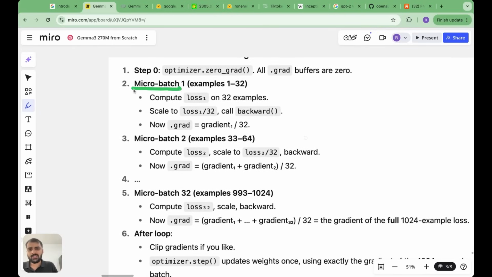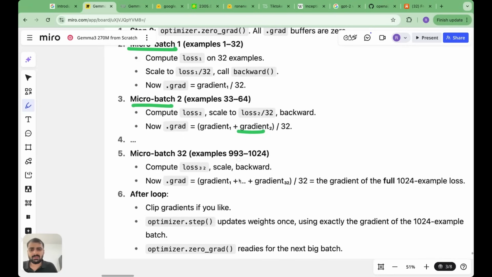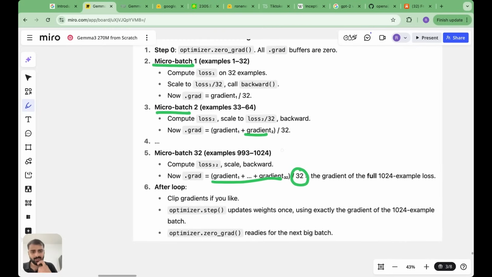So you do micro batch 1 and you compute loss on only 32 examples. You store that gradient, and then you go to the second micro batch. So at each time point you are only storing one micro batch in the GPU. You get the second micro batch, you get its gradient. Similarly, you get all the 32 micro batches, you get their gradients, and then you divide it by 32. That kind of simulates finding gradient for an entire batch. This is called gradient accumulation.